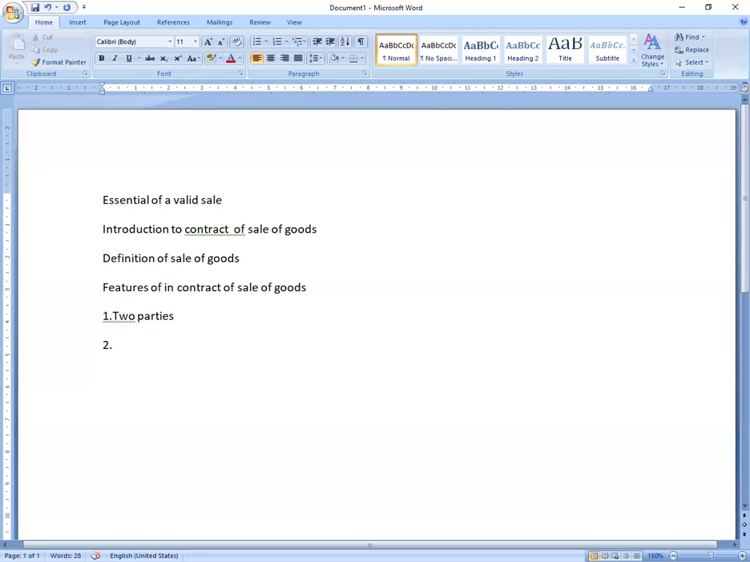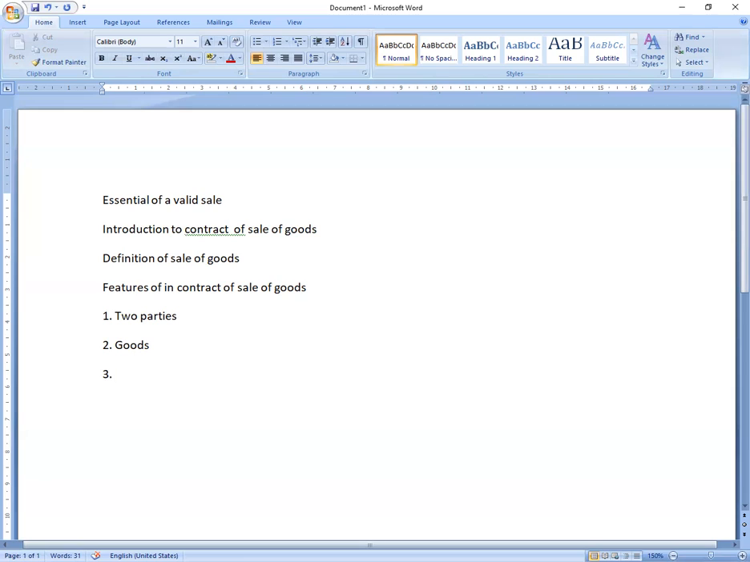Second, goods. There must be some goods, the property in which is to be transferred from the seller to the buyer. The goods which form the subject matter of the contract of sale must be movable. Immovable property is not goods.